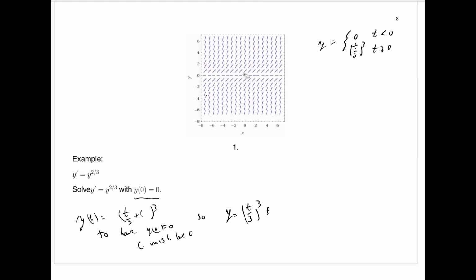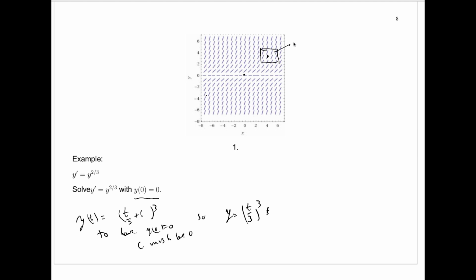But what does our existence and uniqueness theorem say? Our existence and uniqueness theorem says if I had picked an initial condition instead of y of 0 equals 0, an initial point that's not at 0, 0, not even on the y-axis, let's say I had an initial point here, then there's certainly some rectangle. In fact, I can make it a rectangle as big as I want as long as it doesn't touch the t-axis.